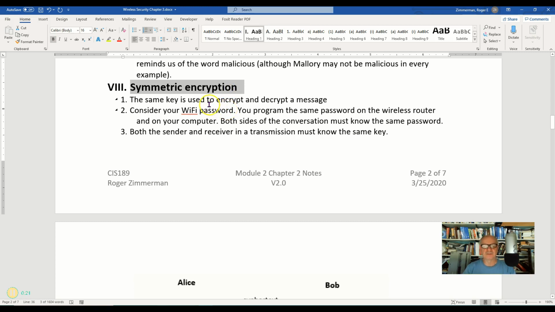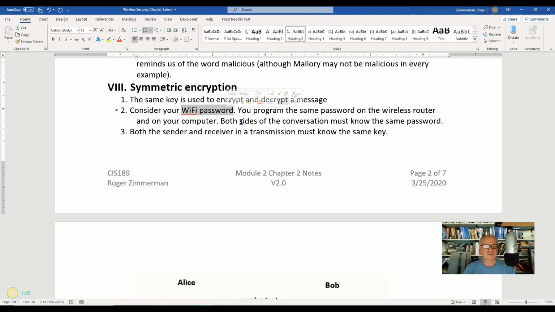Symmetric encryption simply means that you're using the same key to both encrypt and decrypt a message. So I put in here an example, your Wi-Fi password. You put the password, which is the key, so to speak, to get onto your Wi-Fi network, on your Wi-Fi router. And then you put the same key in your computer when you fire up your computer, or your phone, or whatever device you're accessing it with. So you have the same password on both sides, both the sender and the receiver, and so that's the way symmetric encryption works, having the same key on both sides.